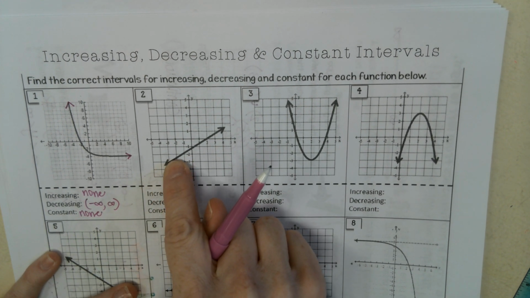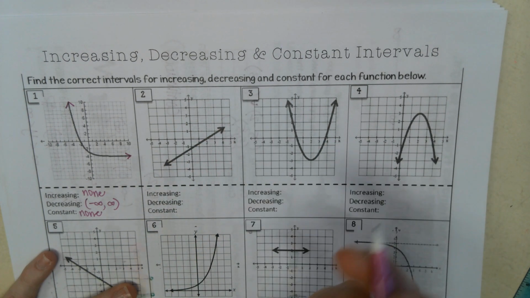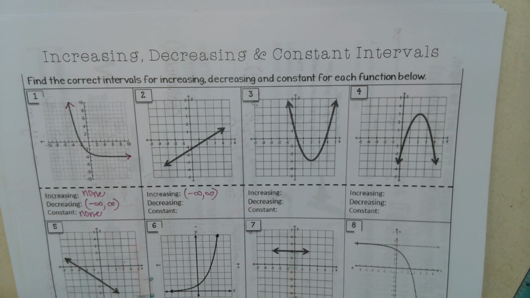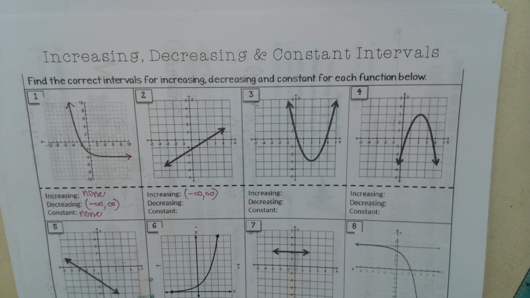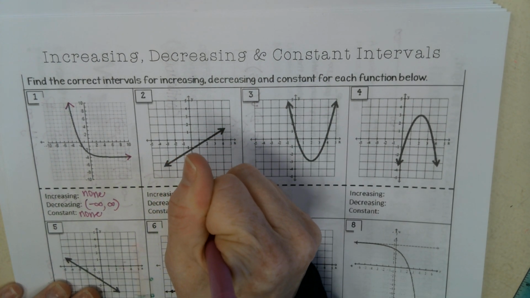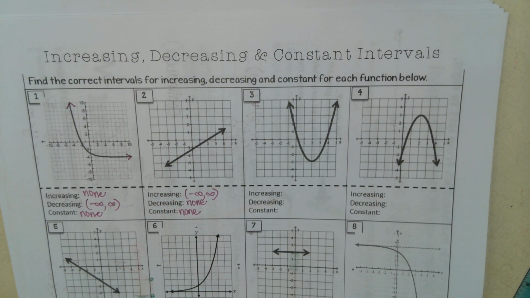This graph from left to right is doing what? It's increasing. It is increasing over the entire function. Does a line change directions at any point? No, right? So my line is either going to be increasing the whole time or decreasing the whole time. It's never going to change.